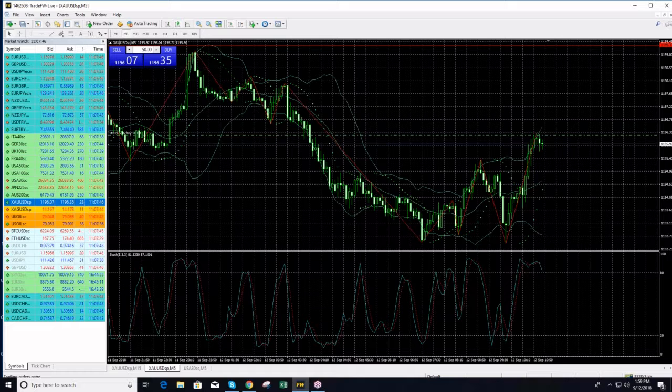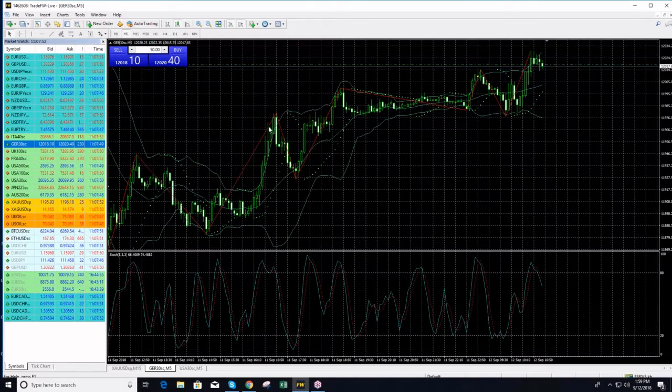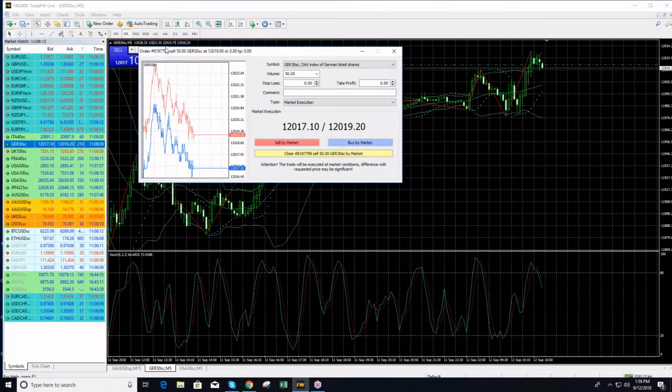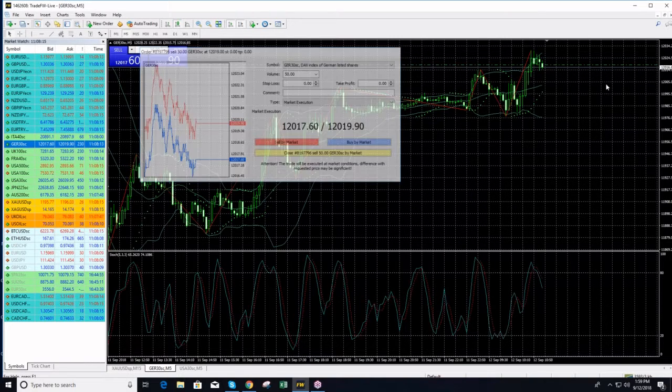So let's start with our DAX position. Where is our DAX position? Here is DAX. We are short on DAX. And currently we just paid off the spread, and I will put my take profit on DAX.